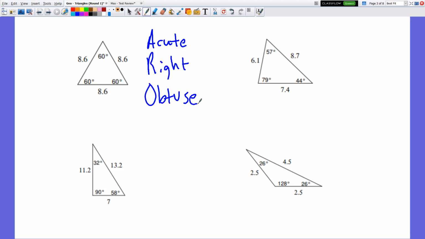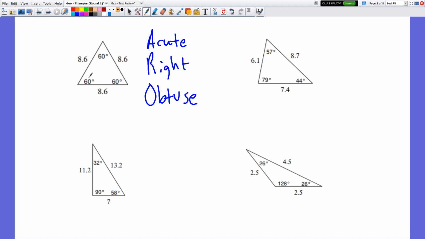Whenever you're classifying by angles, you're always looking for the largest angle. It'd be easy to find the smallest one because every single triangle would end up being acute. You look at this triangle, smallest angle is 60, smallest angle is 44, smallest angle is 26, smallest angle is 32. So that means we have all four acute triangles? I think not. Every triangle is going to have an acute angle in it. That's why you have to classify it by its largest angle, because it's only going to have one largest, unless it's a certain type of triangle, which we're going to get to.